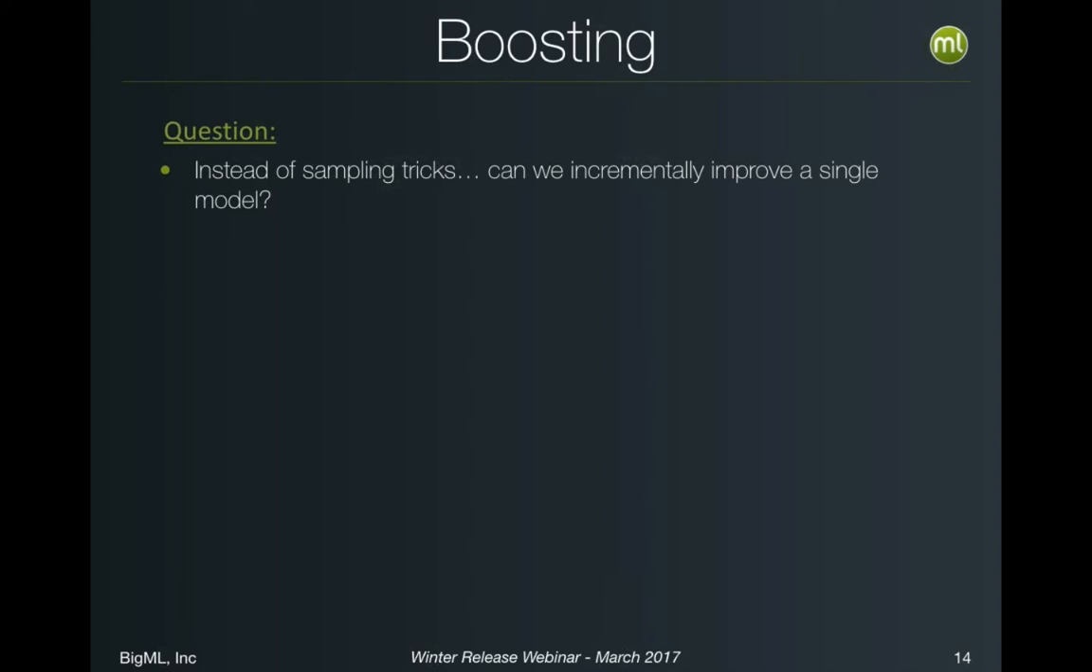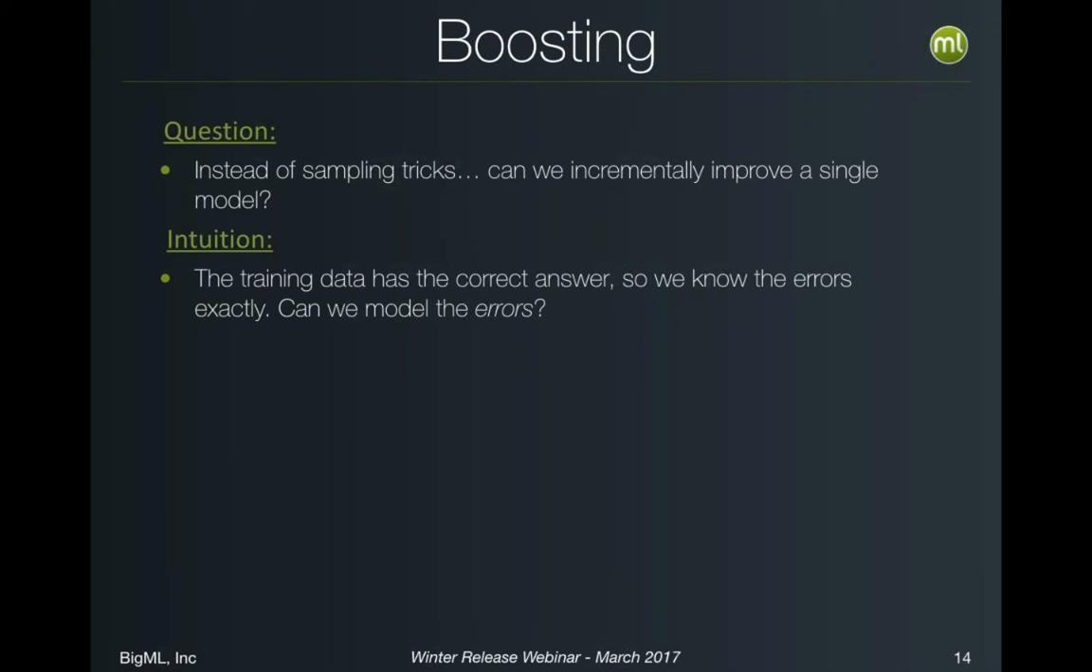So is there some way that we can just build one tree and then go, you know what, can we just make that tree a little better? And then perhaps make it a little better again. And the intuition here is that the training data has the correct answer. Remember, this is supervised learning, so we know what the answer should have been.